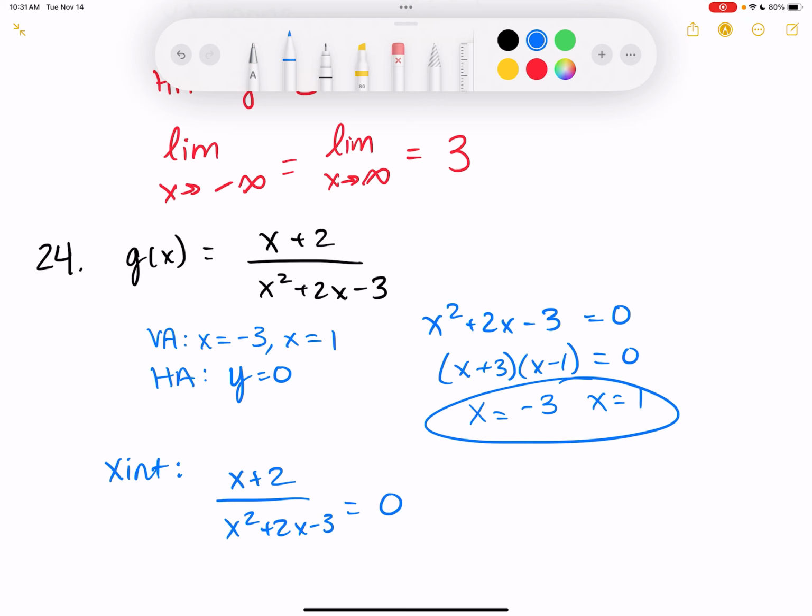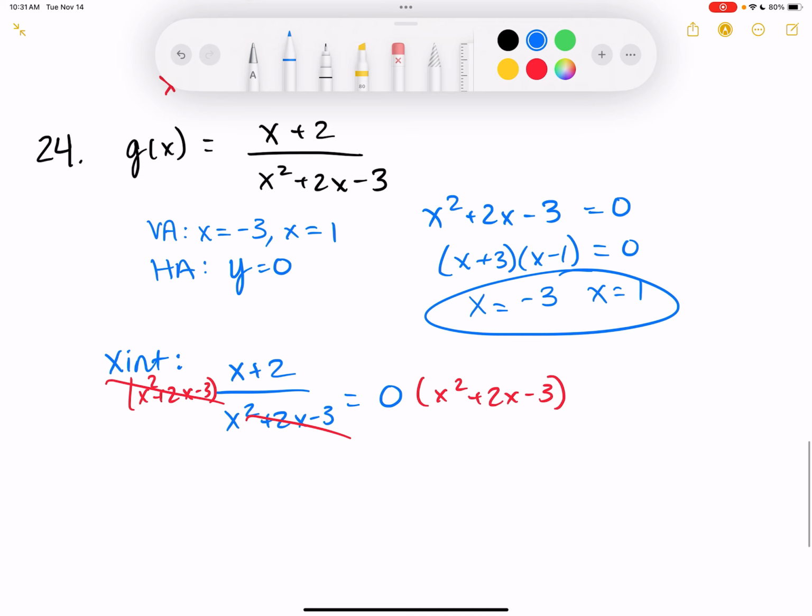Well, no. If I multiply to get rid of this on the bottom, what happens? It's a cubic function. No, this cancels. Top and bottom cancels. 0 times that is 0. So that means when I'm finding x-intercepts, what do I care about? The top. Only the top. So x plus 2 equals 0, so x equals -2. So that means that I have an x-intercept at the point (-2, 0).